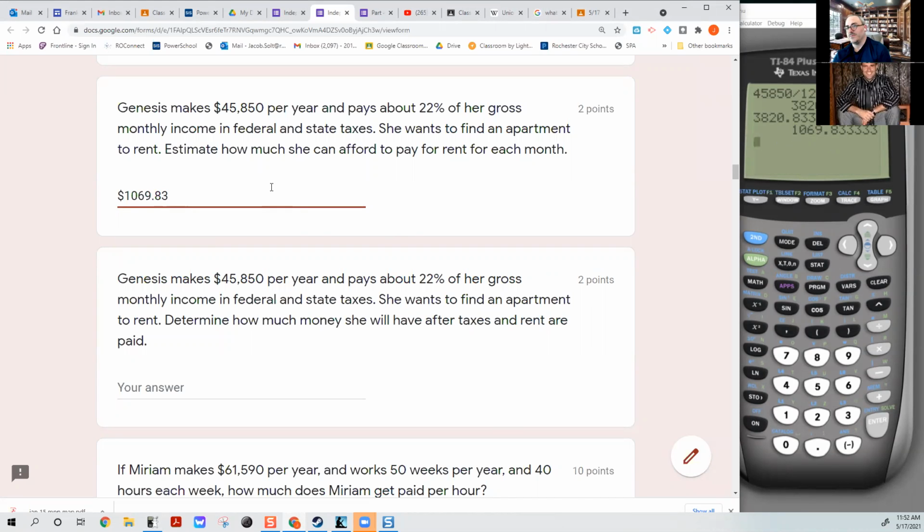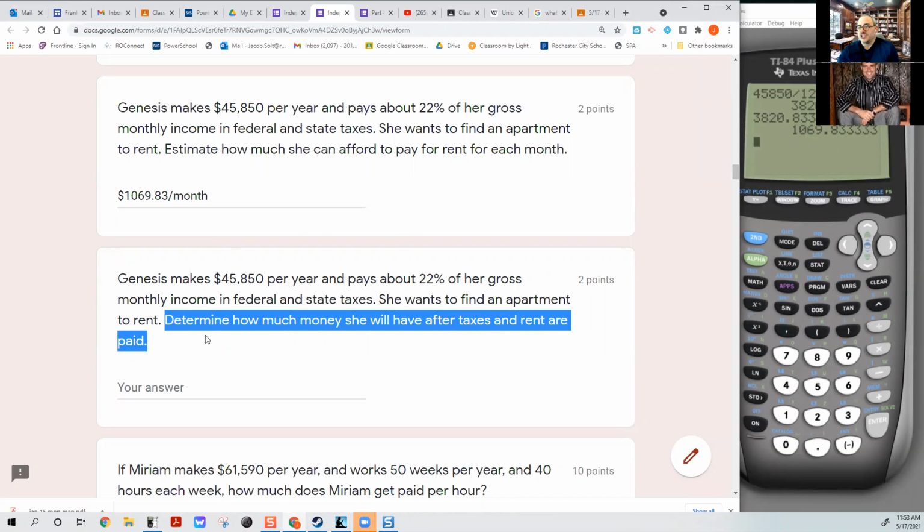$1,069.83. That would be how much Genesis could afford to pay each month in rent. The next question asks, Genesis makes $45,850 per year, same amount, pays 22% of her gross monthly income in federal and state taxes. She wants to find an apartment to rent, determine how much money she will have after taxes and rent are paid. Okay, so we've already calculated how much she's going to pay for rent.